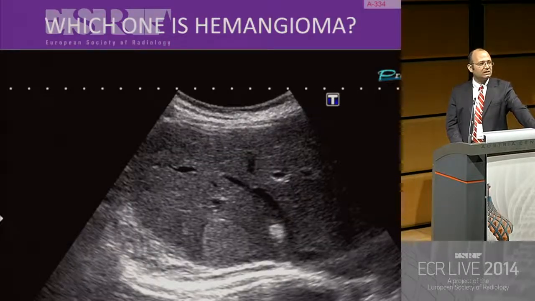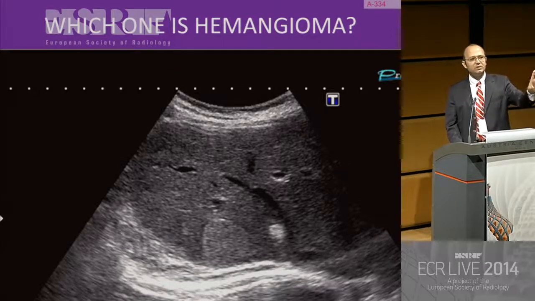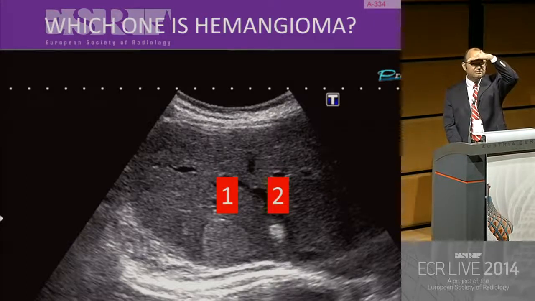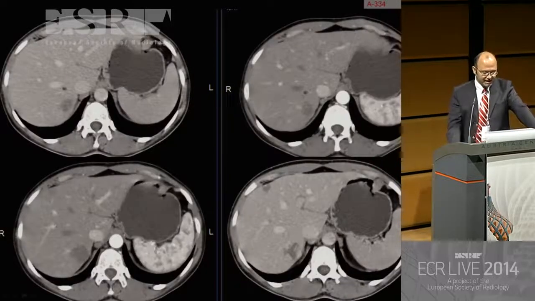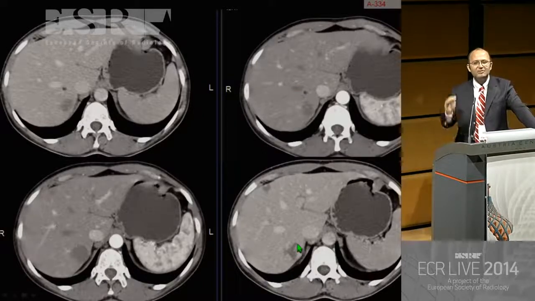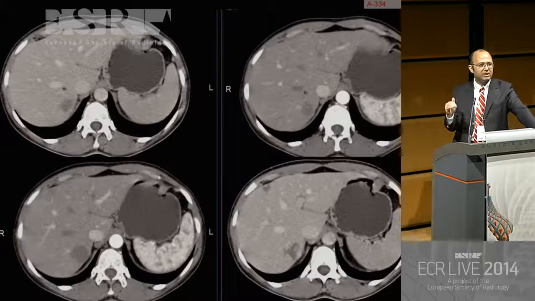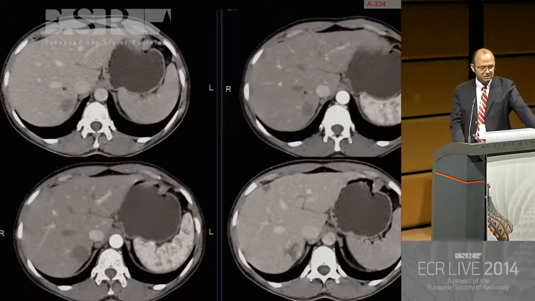So I always like to show this image to gastroenterologists because they're always puzzled, because whenever they see a hyperechogenic lesion, they call it a hemangioma. So how many people think that lesion 1 is hemangioma? Okay, 2. Okay, let's go to CT. The small one is a lipoma. The other one is a hemangioma. So hyperechogenicity is not specific for hemangioma, and I can tell you that almost all hypervascular lesions can be hyperechogenic. So you have to be aware of this issue.